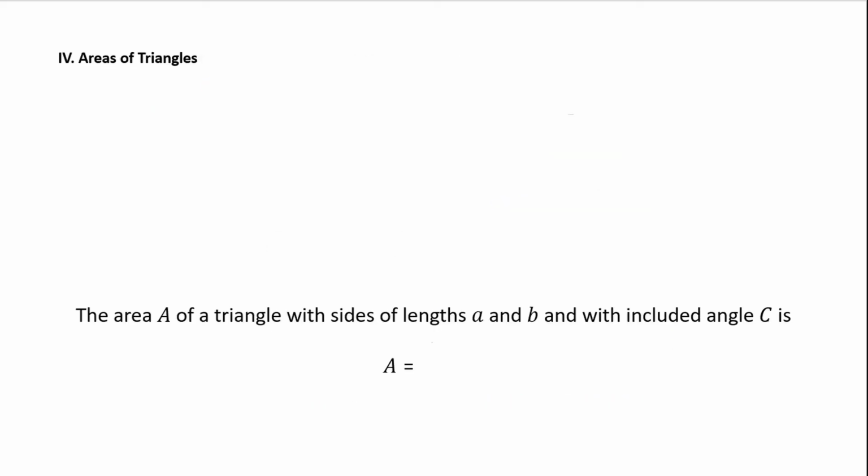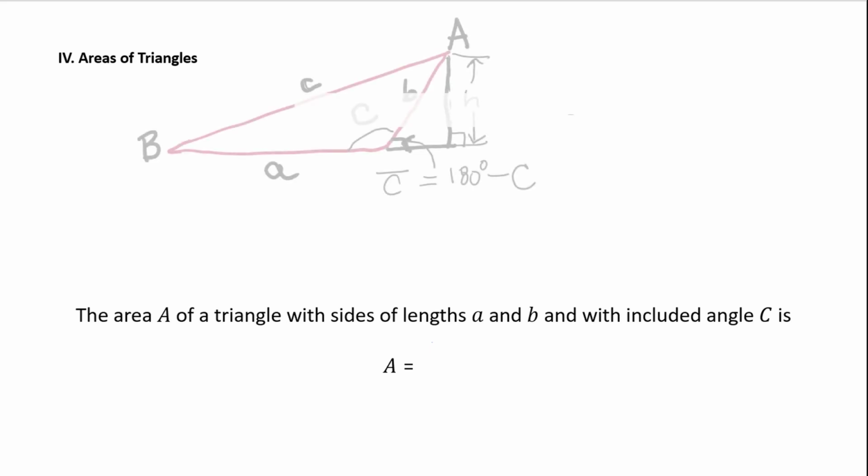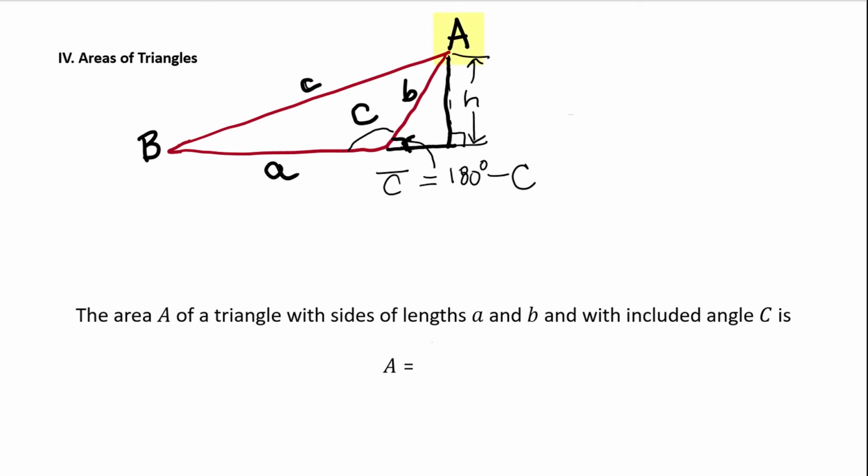Roman numeral 4, areas of triangles. Let's observe the triangle drawn. The vertices are A, B, and C, and we are concerned with the interior angle C for the purpose of this formula. Let's recall that from basic geometry, the area of a triangle is 1/2 times the base times the height. So let's go back to the triangle.